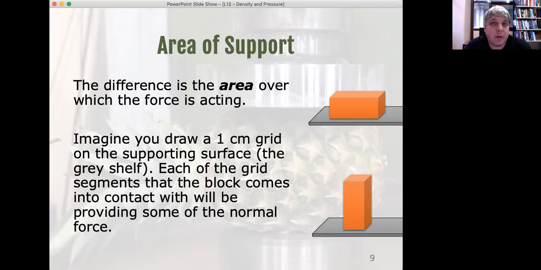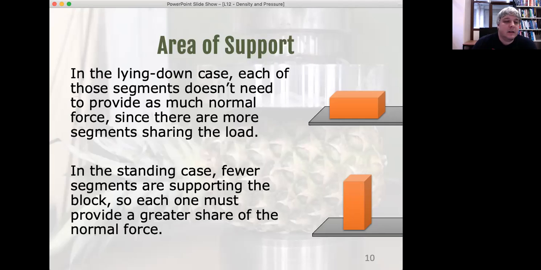Because the lying down block is coming into contact with a lot more of those squares, each square doesn't need to provide as much of the normal force. The standing up block is only touching maybe half as many, maybe a third as many of those squares. And so each of those squares will have to apply twice or 3 times as much force to the object. So the total normal force is the same, but the area over which that normal force is being applied is changing. And that's just what I've been saying.